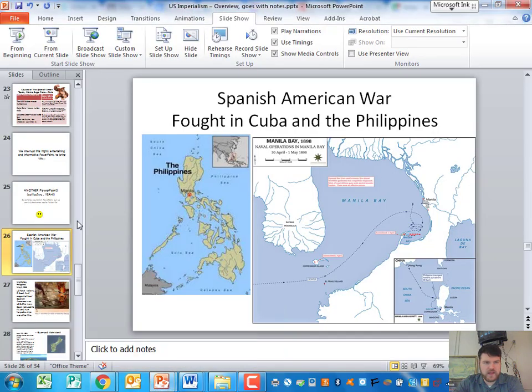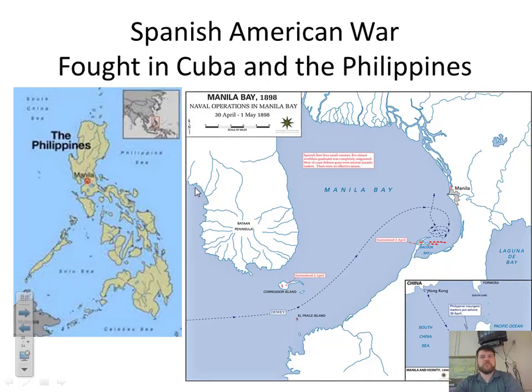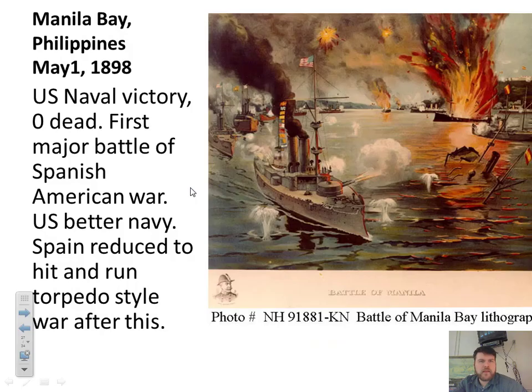And let's zoom in. In Manila Bay, in the Spanish-American War, this is in May of 1898. This is the first U.S. naval victory. The difference between the U.S. Navy and the Spanish Navy: U.S. Navy modernized. We have modern warships, battleships with steel hulls, the latest military technology on them, fast steam-powered ships.